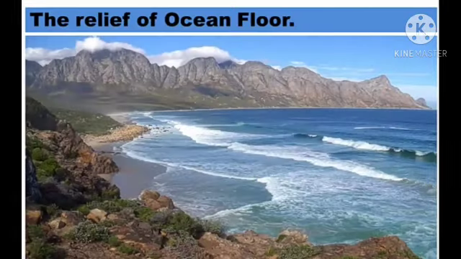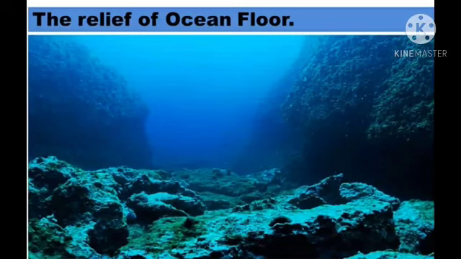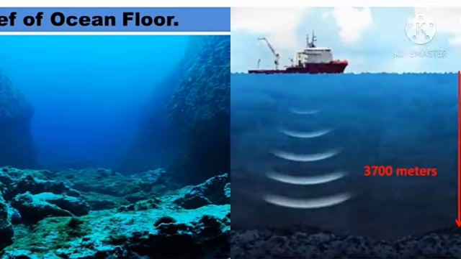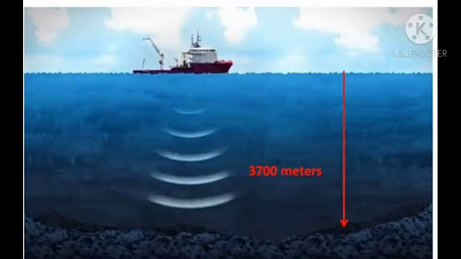The relief of ocean floor. Land submerged below oceanic water is called the ocean floor. So what is called the ocean floor? Yes, land submerged below oceanic water is called the ocean floor. The relief of ocean floor is decided upon by the depth from the sea level and the shape of the land over there. The average depth of the oceans is around 3,700 meters.